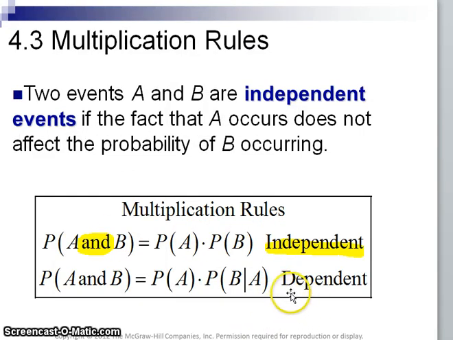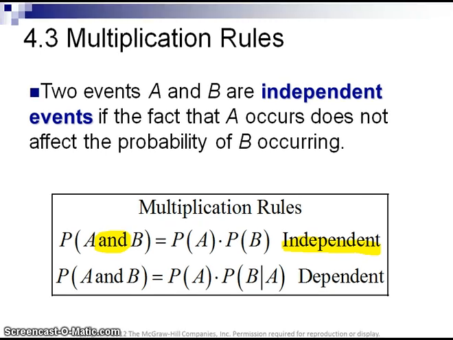And the way this is worded is dependent events. This statement is read, the probability of A and B equals the probability of A times the probability of B given A. So that means what's the probability of B given that A has occurred. And that's if the events are dependent events. So let's consider an example using these two definitions here for independent and dependent events along with the rule.